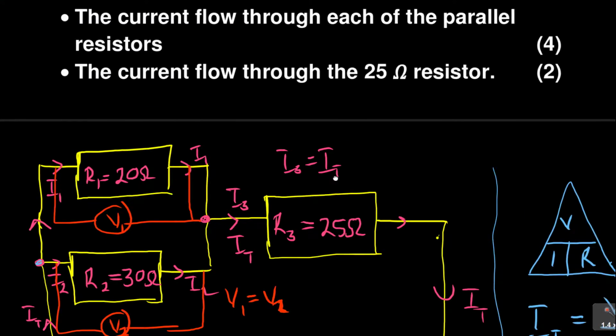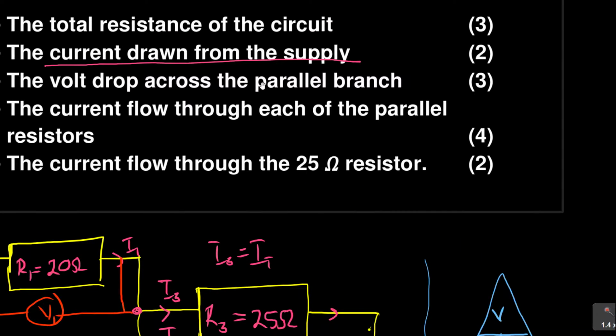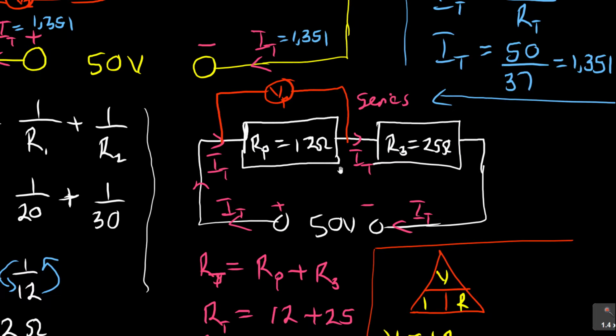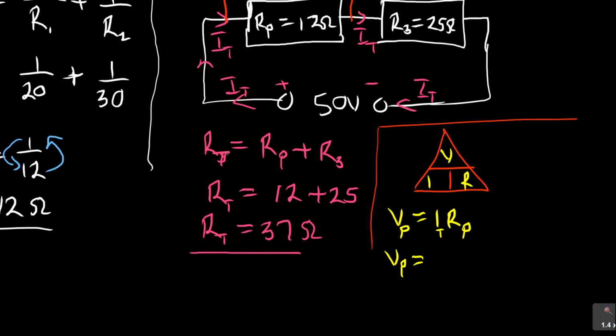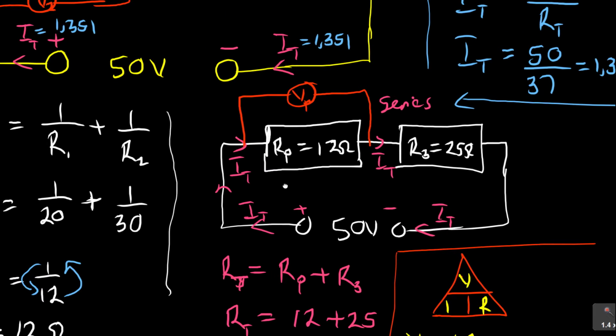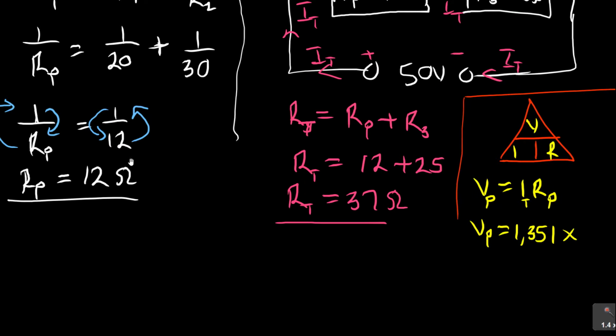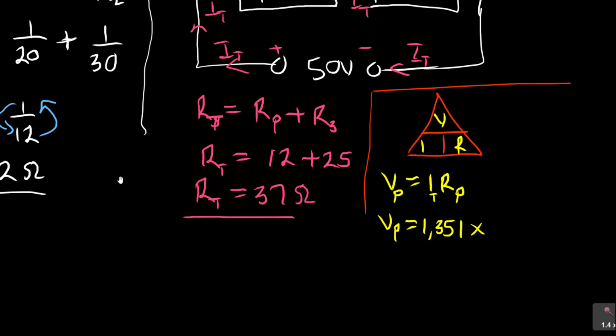So if I can find the VP there, meaning the voltage across the parallel combination, from what the question was saying, the voltage drop across the parallel branch. As you can see, they use the word parallel there. That's why I'm focusing on it. What was the total of that parallel branch? It is I, which we found I to be 1,351, the IT, so it's 1,351 times the RP. Now the total RP we got as 12 ohms, so you must use only the RP there, 12.